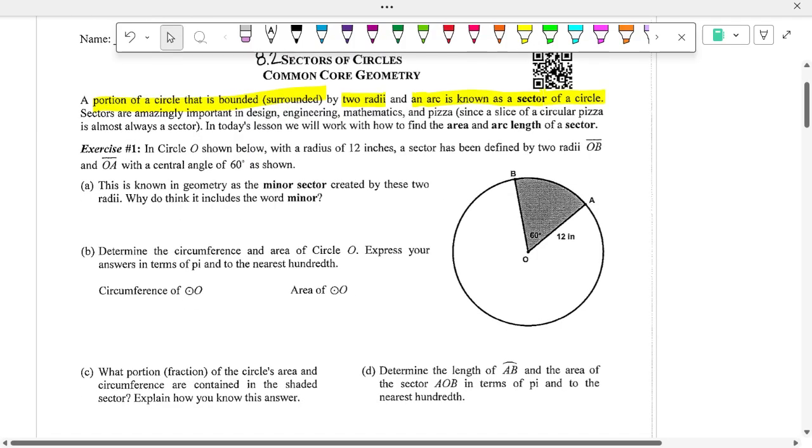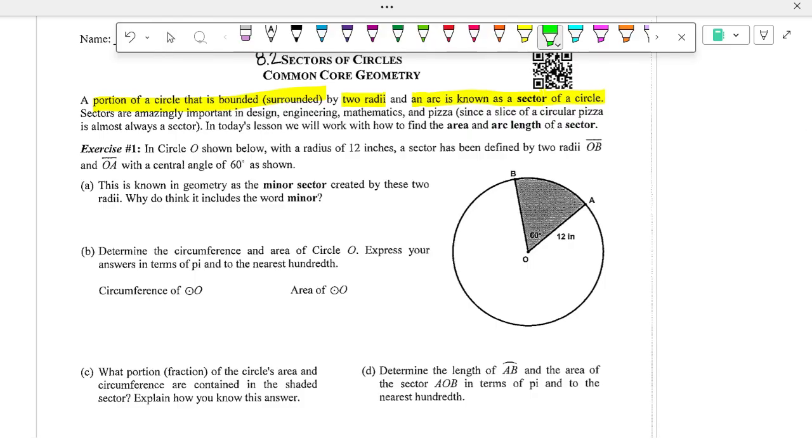So we're working on finding different types of sectors, and there's two different types. There's the area and arc length of a sector. So there's sector area and then the length, or arc length, of that specific sector.